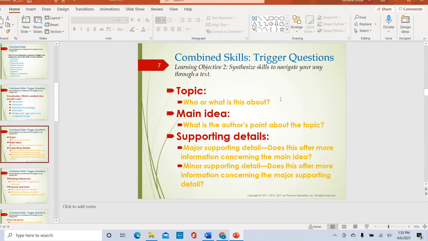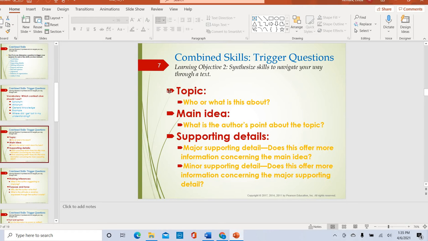It basically is kind of the umbrella idea. It captures what the paragraph is supposed to be about. After you find your topic and main idea, whether it's directly stated or implied, your supporting details are the things that support the main idea. Major supporting details directly support the main idea, where minor supporting details directly support the major details. So they work in that kind of hierarchy.